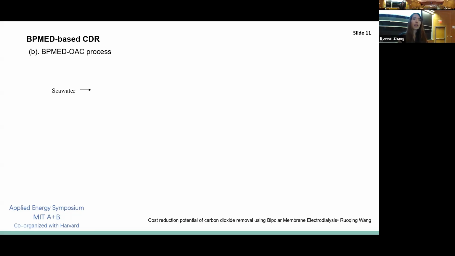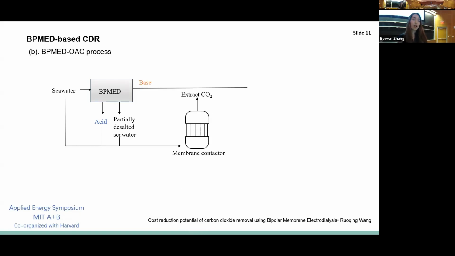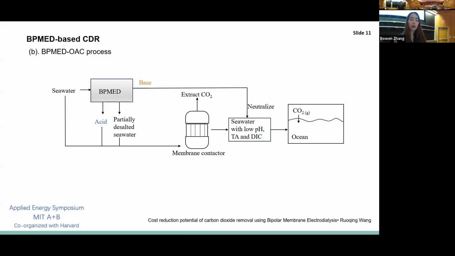And unlike the DAC process, the ocean alkalinity cycling and ocean alkalinity enhancement indirectly capture the carbon dioxide from the seawater. So seawater is the input into the BPM-ED system, and then it will generate three streams: one is acid, one is partially desalinated seawater, and one is base. The acid will combine with the desalinated water to pass through the membrane contactor, where it can strip out the carbon dioxide, resulting in a solution with low pH, low TA, and low DIC content. And then we use the base produced from the BPM-ED unit to neutralize the resulting water. And then this will return back to the ocean to absorb more carbon dioxide.